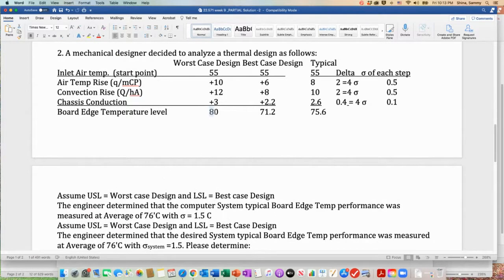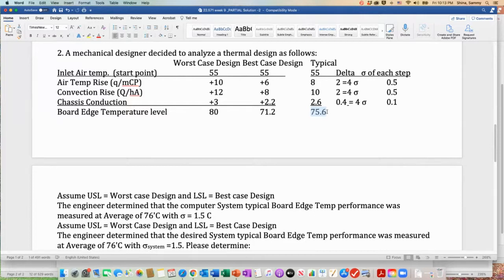So I gave you a worst case and a best case. Essentially, think of that as the upper and lower spec limits. If you take the average of those two, it would be 76. That's the midpoint, that's the nominal. But typically, an engineer said, I'll get 75.6.